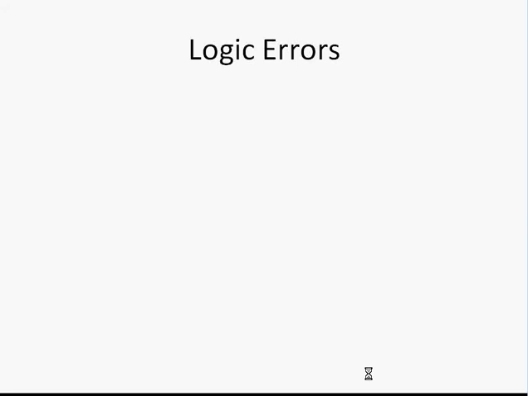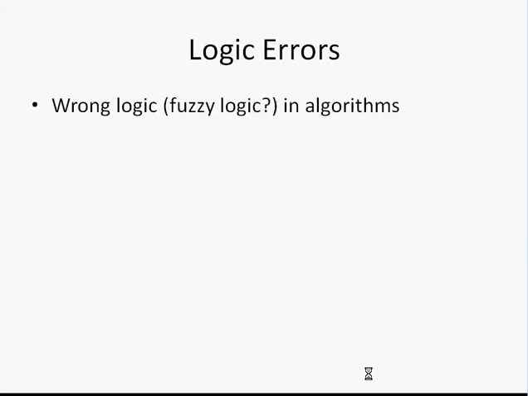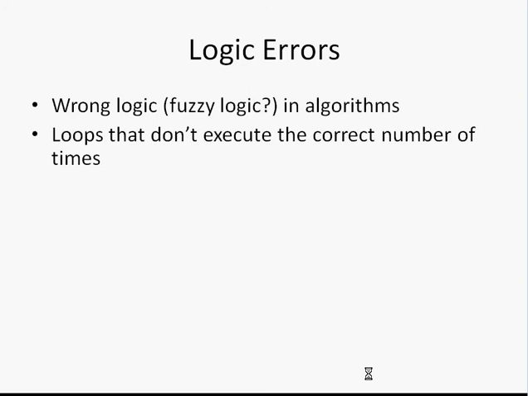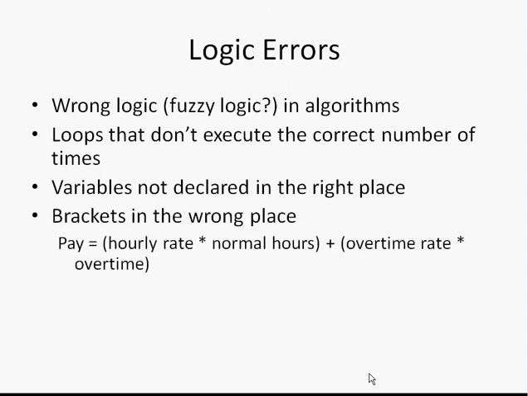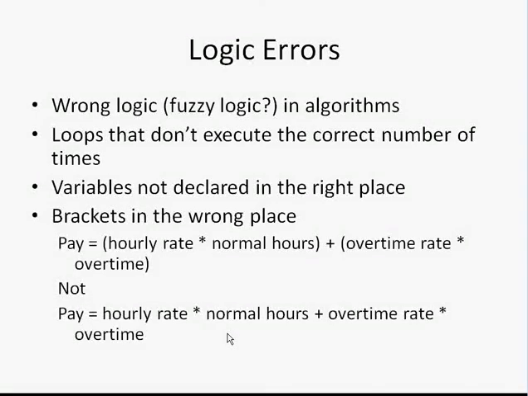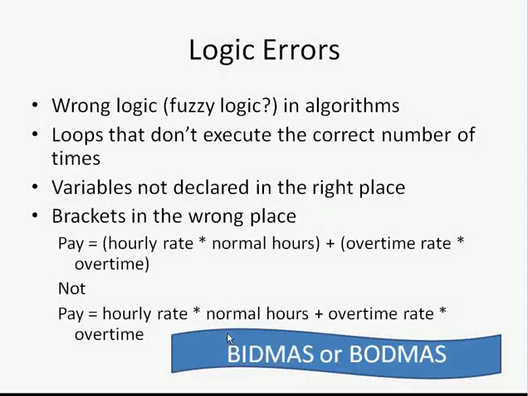As well as syntax errors, you have logic errors. This is where basically you've coded the program to do something, but you haven't coded it to do the right thing. We might know this as fuzzy logic. It's where your algorithm basically just doesn't work properly. Other examples might be loops that don't execute the correct number of times, variables not declared in the right place, brackets in the wrong place in a calculation. So here this would work properly, whereas not including the brackets wouldn't work properly. And you might want to remember those rules. BIDMAS, or as when I was at school it was called BODMAS, brackets over division, multiplication, addition and subtraction.